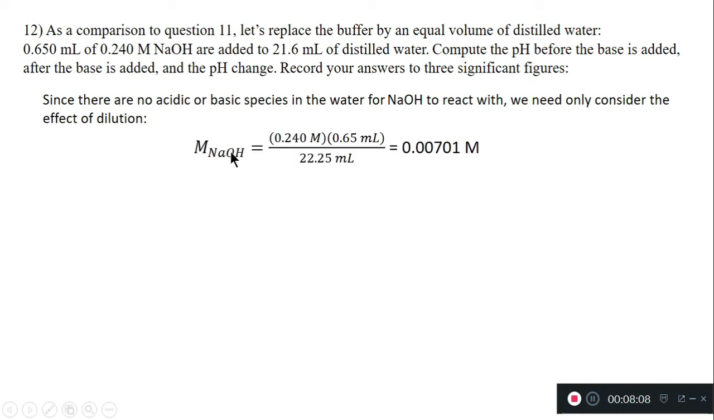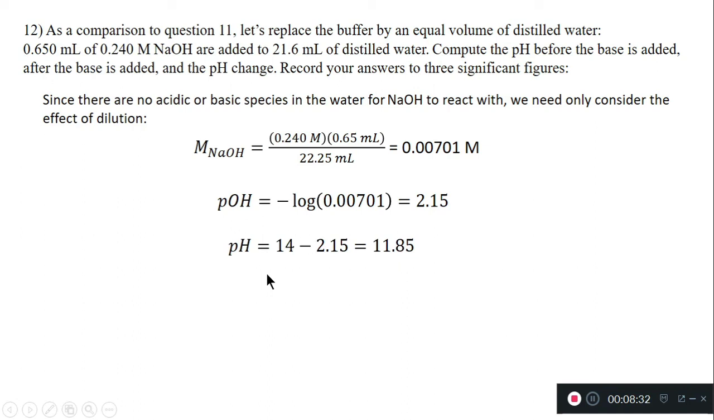Again, I had to calculate the dilution factor. So my diluted concentration of NaOH is 0.00701. And I know that for every NaOH, I produce a hydroxide ion. So the concentration of hydroxide ion is 0.00701. If I take the negative log of that, that'll get me the pOH. Remember, because this produces OH, I'm solving for the pOH. Again, to get the pH, I subtract that from 14, and I get 11.85.